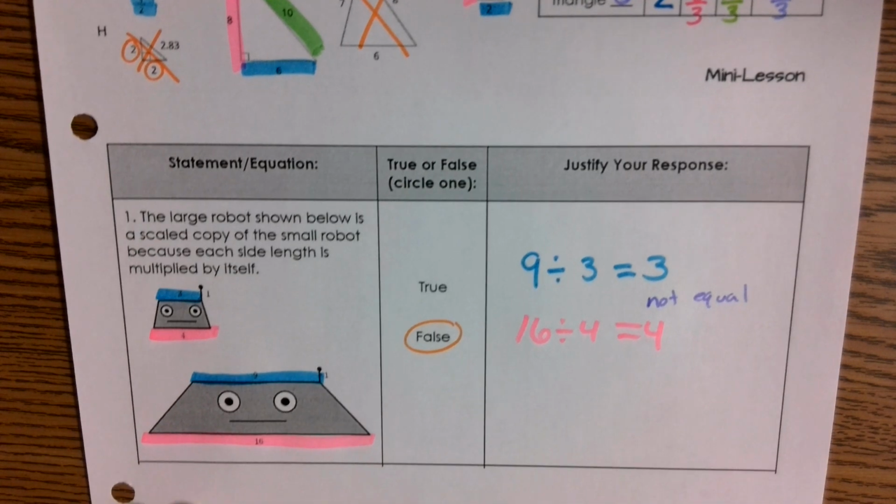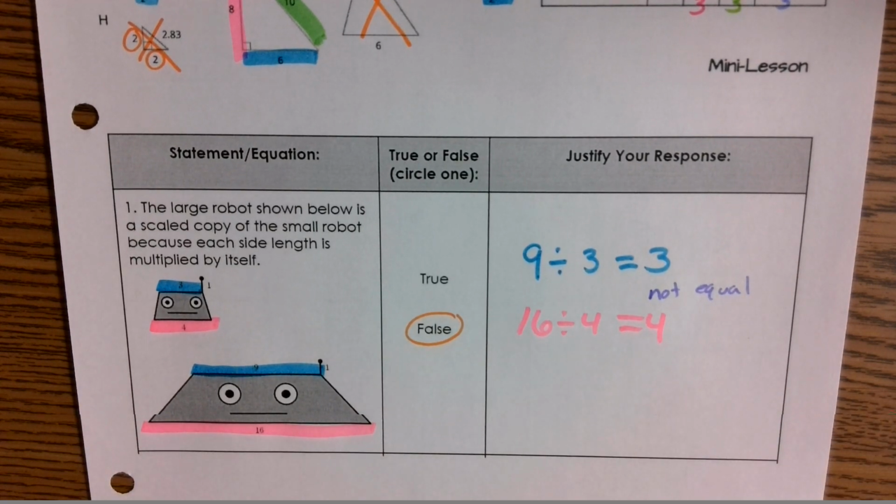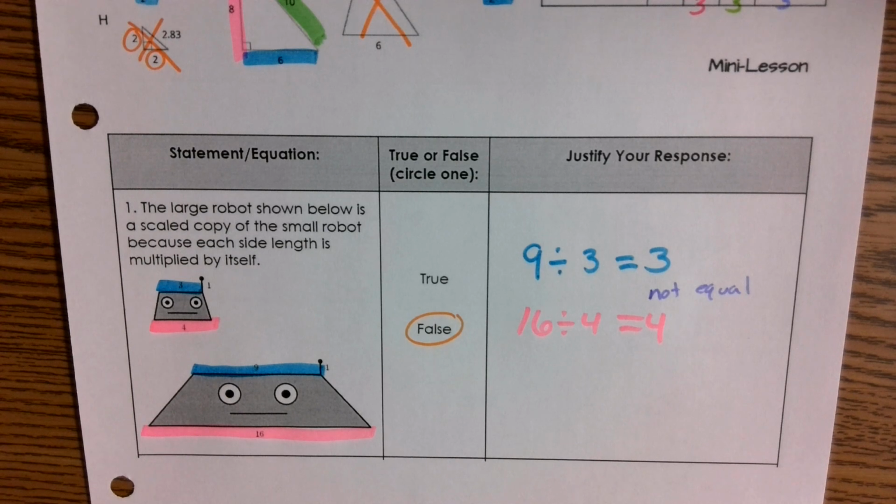In order for it to be a true copy, it has to have a scale factor that is the same throughout the entire problem. Okay, go ahead and flip it on over to the back. And you guys, as a group, are going to identify whether the problem they're discussing is a true statement or a false statement and justify why.